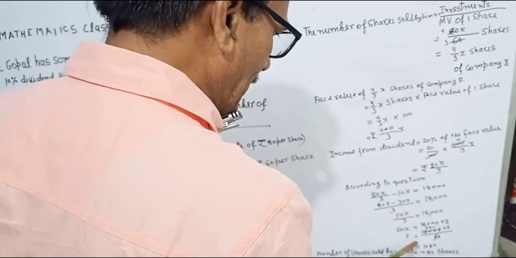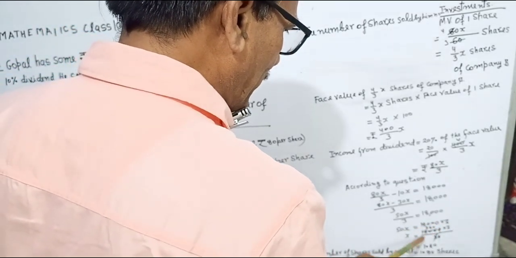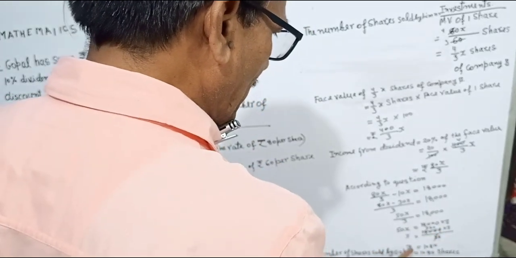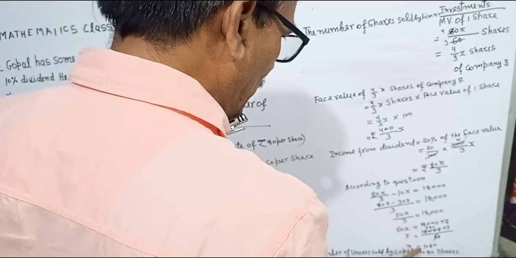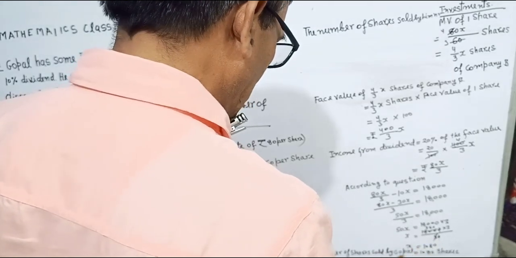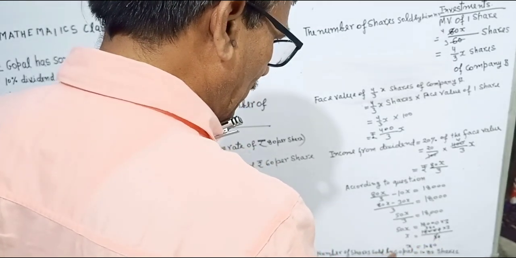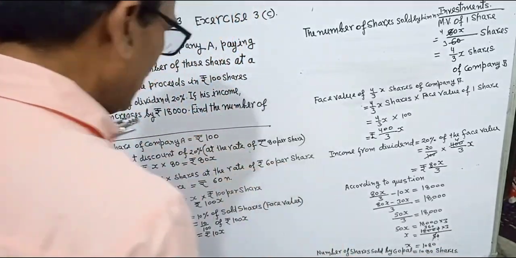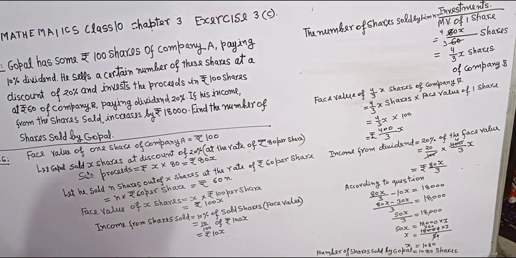X is equal to 18,000 into 3 by 50, which is equal to 1080. Number of shares sold by Gopal is equal to 1080 shares. That is the value of X. That's all.